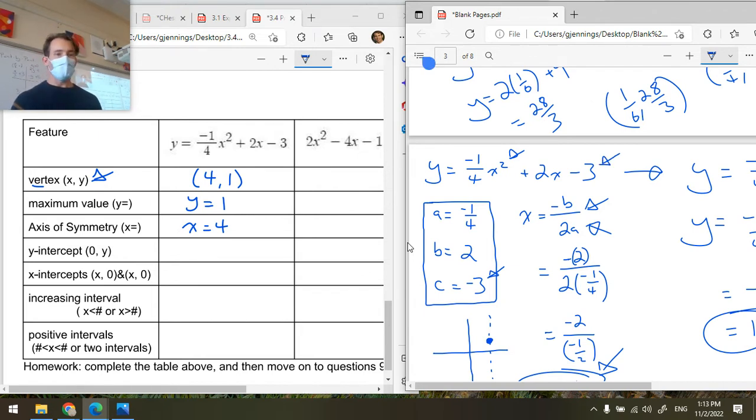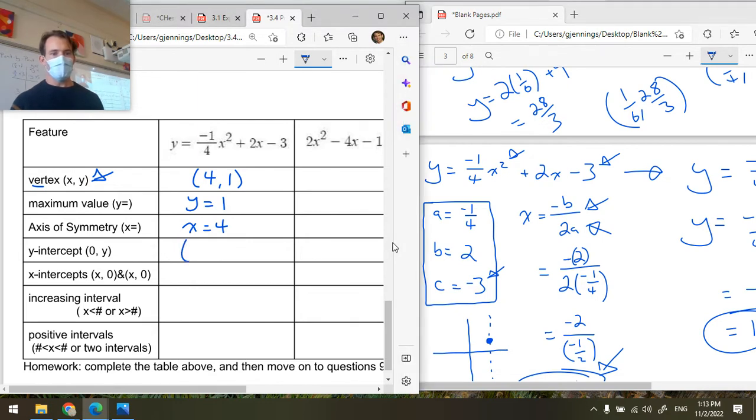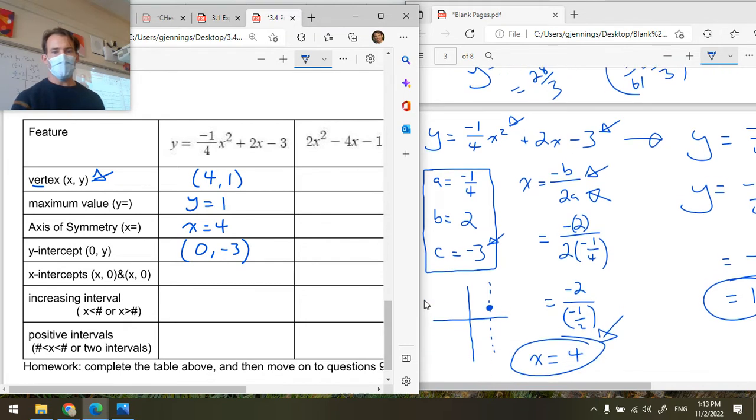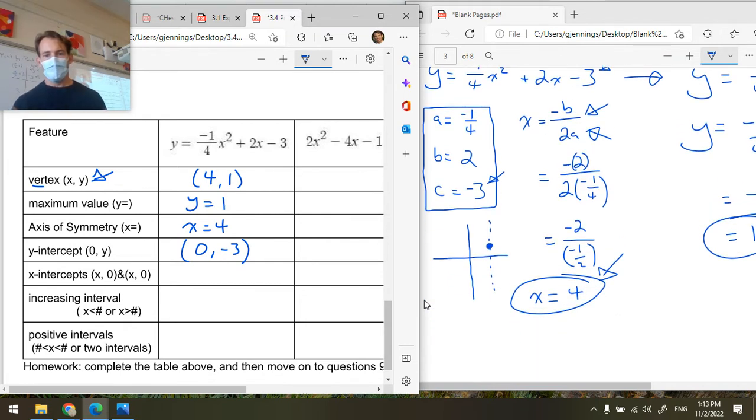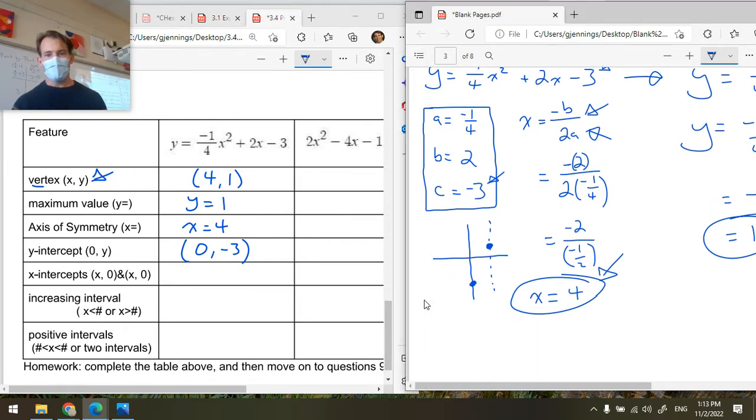So, go ahead and put that one down. The y-intercept is going to be 0, minus 3. All right? So now this picture in my head is getting clearer. The y-intercept is down here somewhere at -3. I now know that this parabola looks like this. It rises until it gets to 4, and then it goes down again.